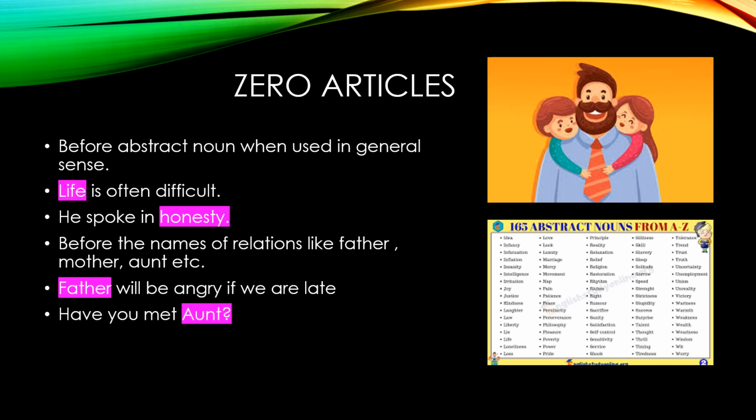Before the names of relations like father, mother, aunt, we do not require to use any article. For example, father will be angry if we are late. Have you met aunt? We never say, have you met the aunt or have you met a aunt? So that is why we do not use any article before the names of relationships.